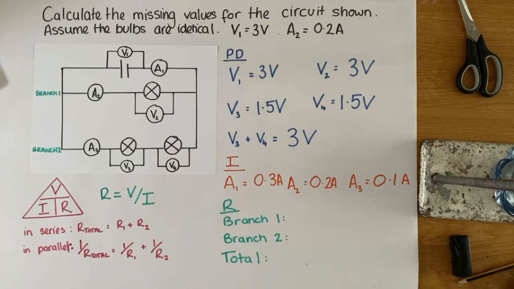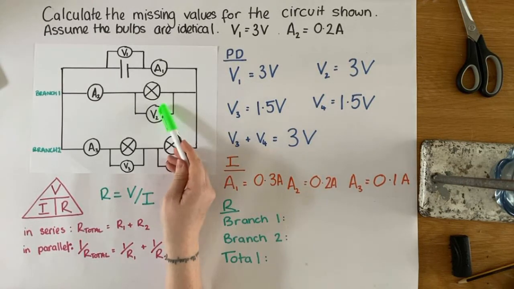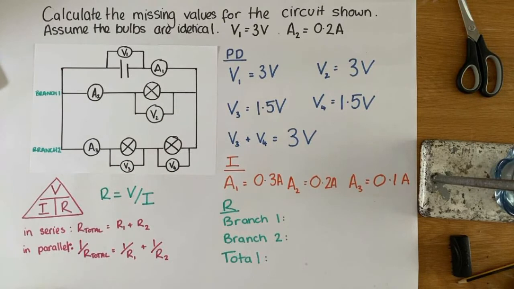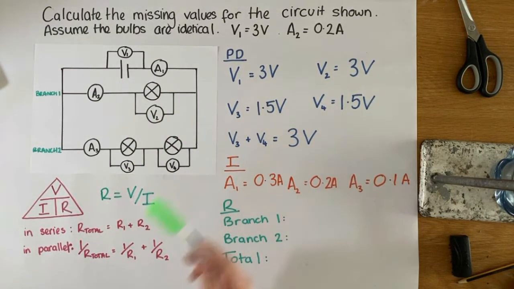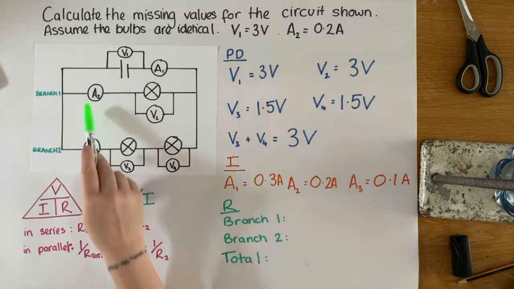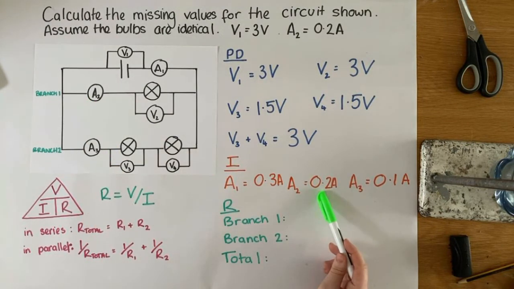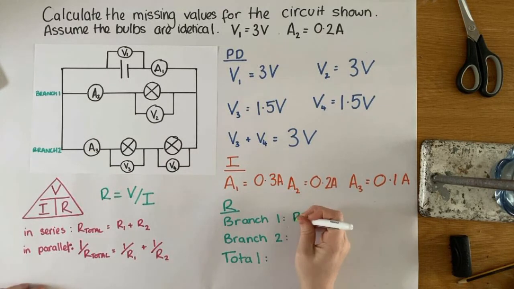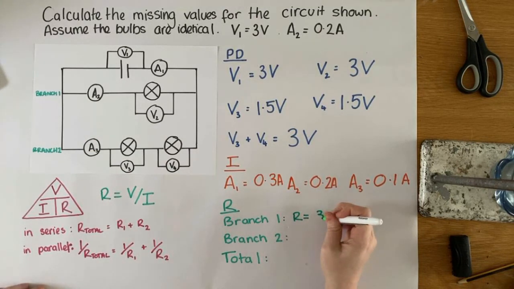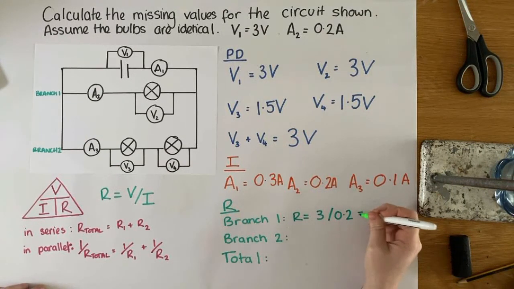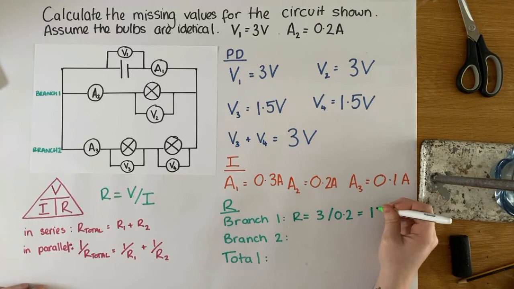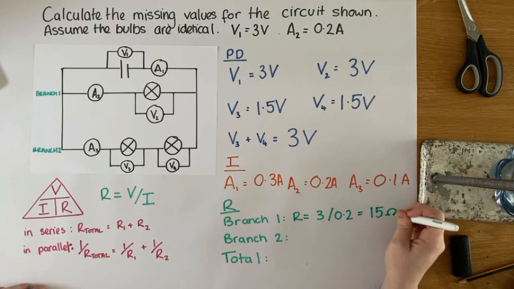individual component. So on branch number 1, I have 1 bulb. I know that the voltage at this position was 3 volts, and I know that the current at this position was 0.2 amps. So the resistance of branch 1 is going to be equal to 3 divided by 0.2, and that gives me a resistance of 15 ohms.